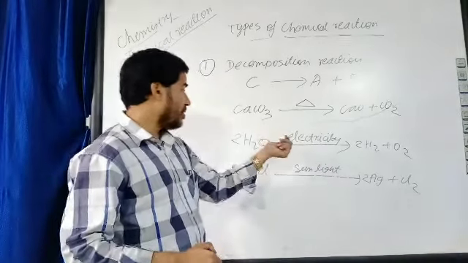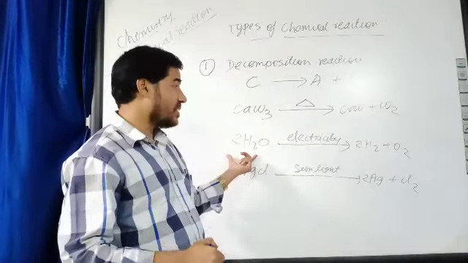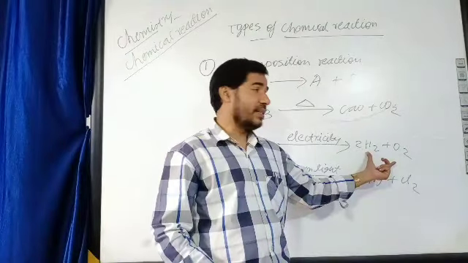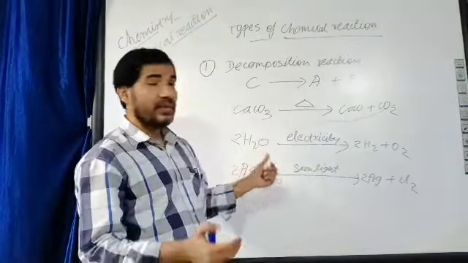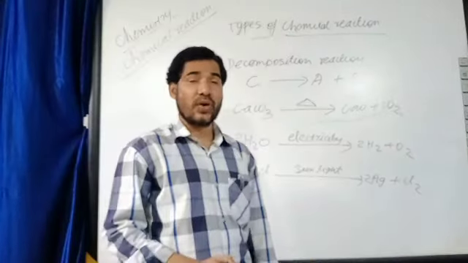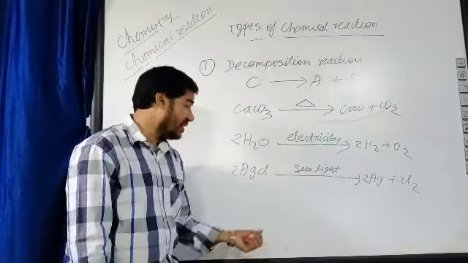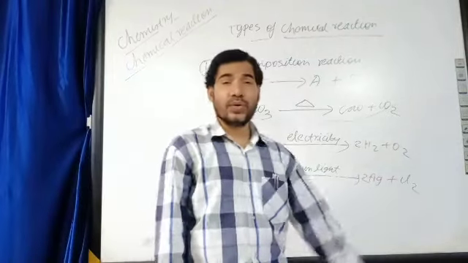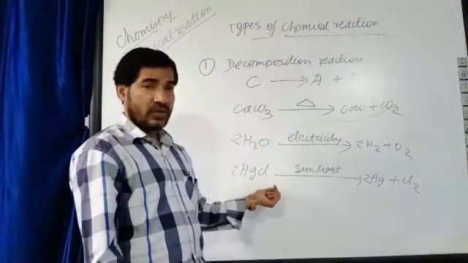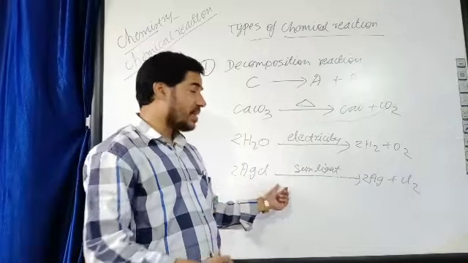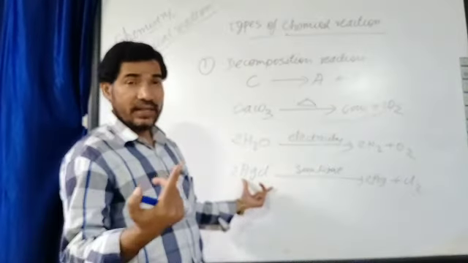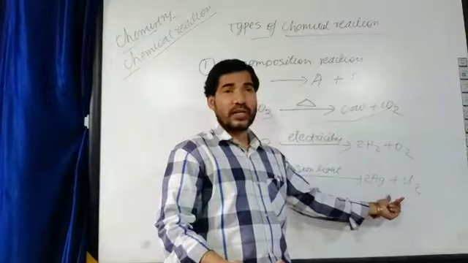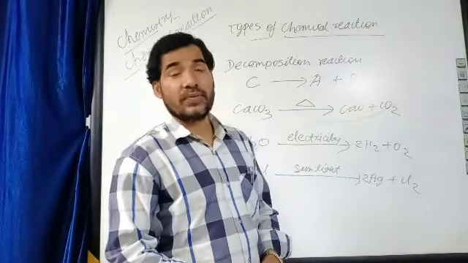Towards the left side, a single substance is present, and towards the right side, the product side, two substances are present. It means a single substance, water, breaks into two new substances, hydrogen and oxygen. In the third reaction, you are seeing silver chloride, when kept in the sunlight, breaks into silver and chlorine. Before the reaction, on the reactant side, a single substance, silver chloride, is present, but after the reaction, on the product side, it gives two new substances.